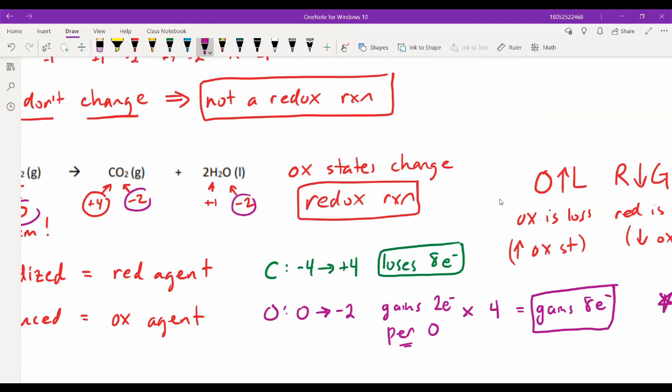All right, I know this topic can be kind of confusing. Redox just is a little bit, that's the nature of it. But hopefully by doing some problems, practicing, and learning the definitions, it'll make some more sense.